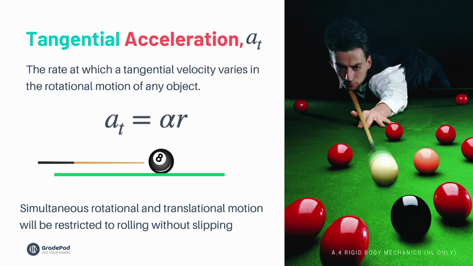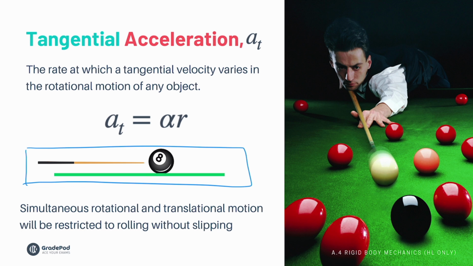I want you to imagine you're playing snooker and you hit this ball. To begin with, the ball is stationary. Once you hit it, it's going to rotate, which means it will have angular acceleration because it's rotating. But it will also accelerate in this direction. It will have tangential acceleration. But it will also have an acceleration towards the centre, and that will be centripetal acceleration. And if I know IB examiners, they'll love to test you on this.